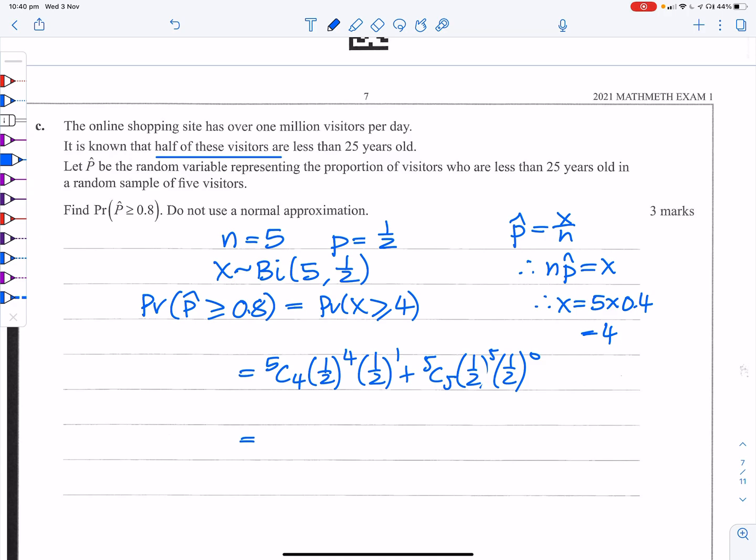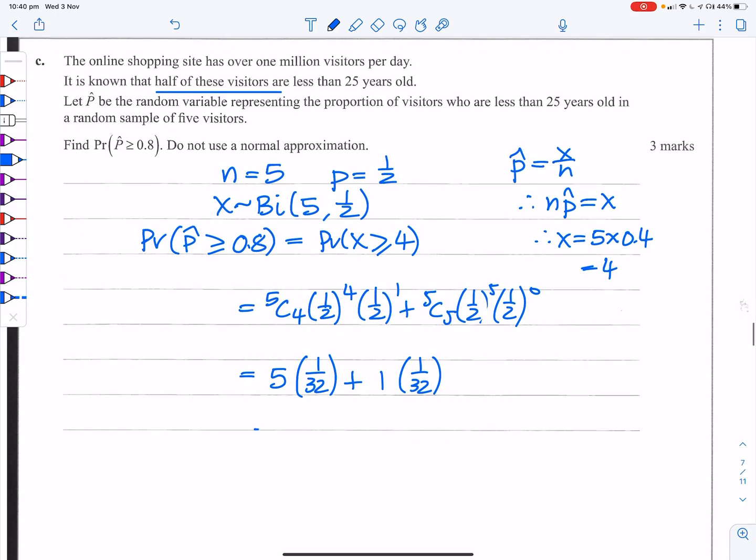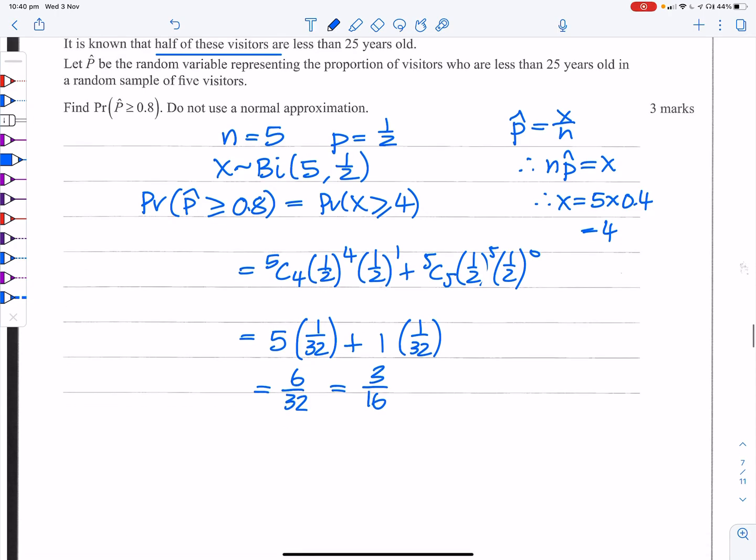Anything choose 1 less than itself is just itself. So I've got 5, I've got a half to the power of 2, which is 1 on 32, plus 1, anything choose itself is 1. A half to the power of 5 is 1 on 32. So we've got 5 on 32 plus 1 on 32, which is 6 on 32, which is 3 on 16. So we can say the probability that P hat is greater than or equal to 0.8 is 3 on 16.